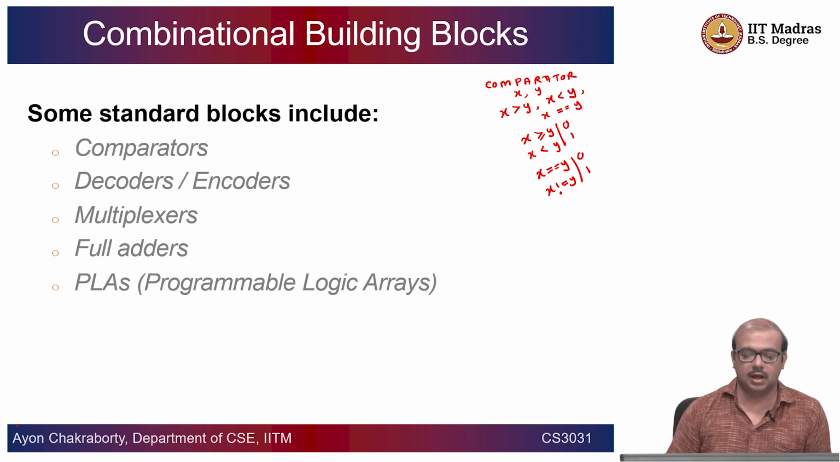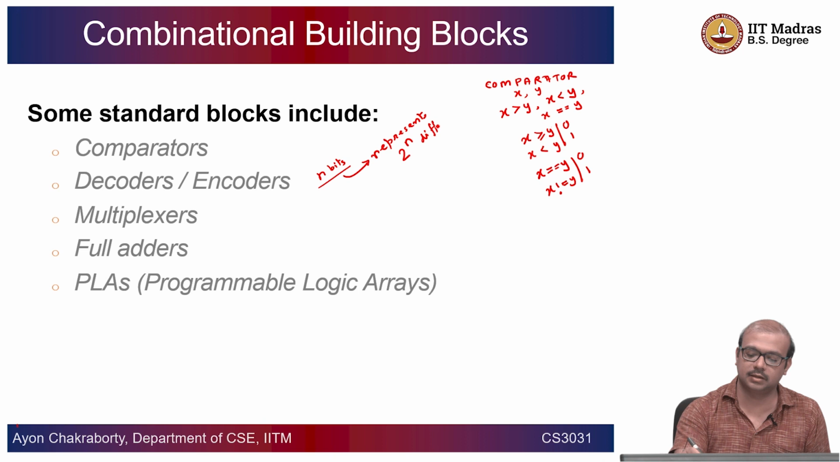Okay. Then we have these things called encoders and decoders. We will come again to the details of what these encoders and decoders are. Typically, if you have n bits, how many possible combinations can they represent? An n bit number could be used to represent 2 to the power n different entities.